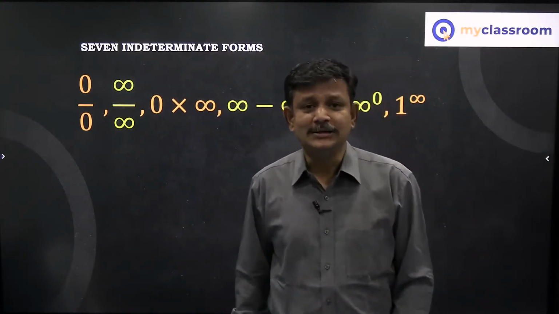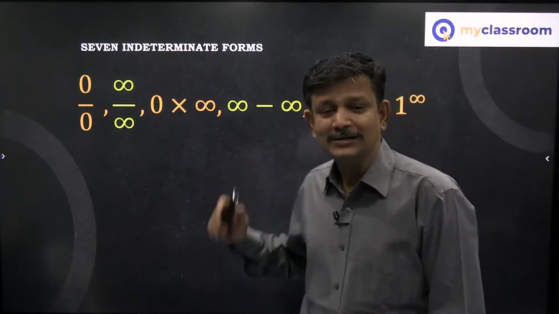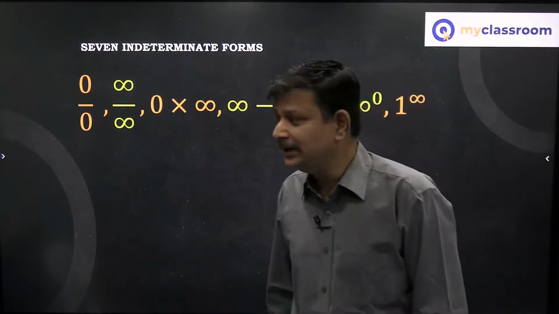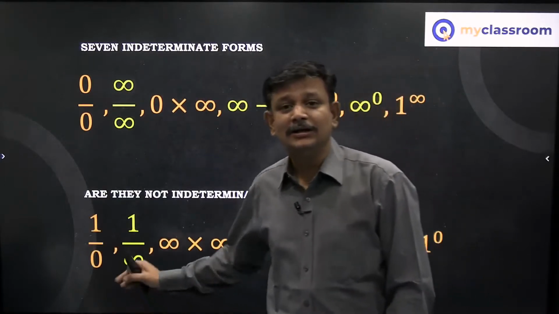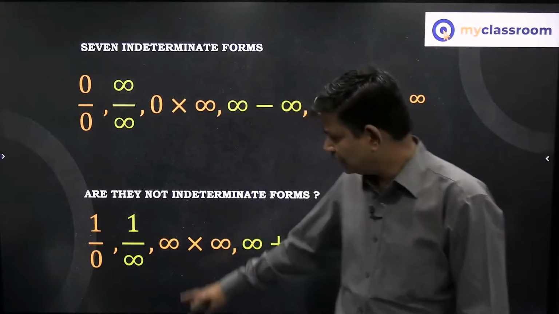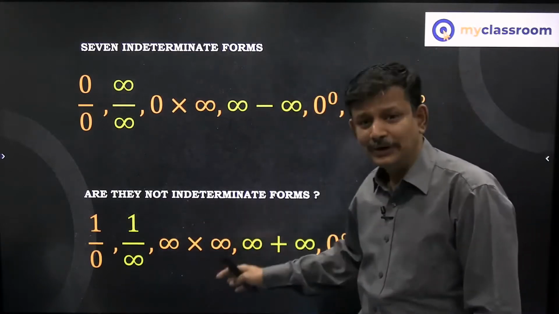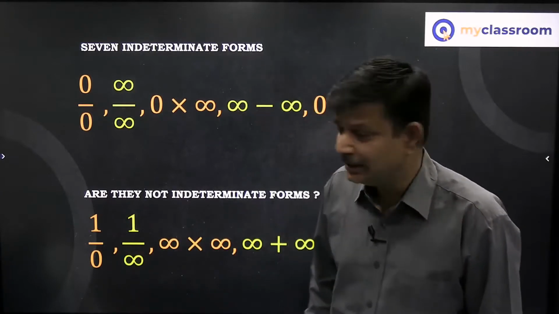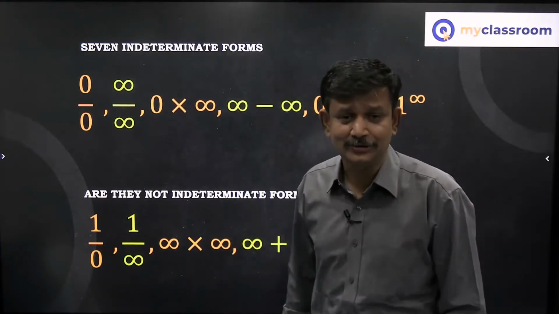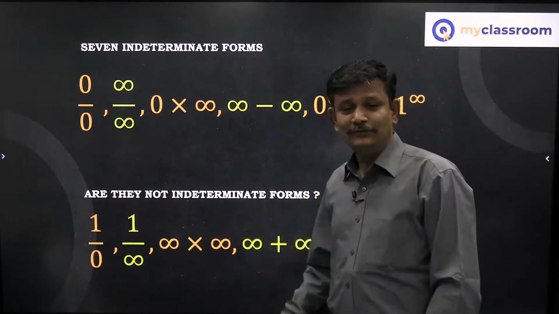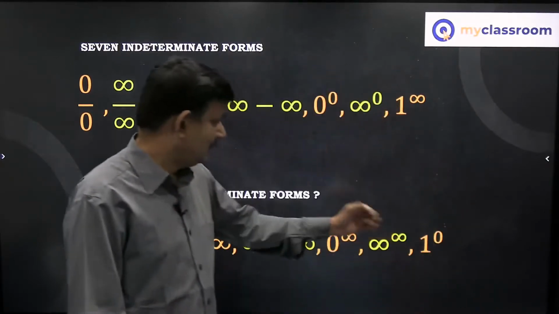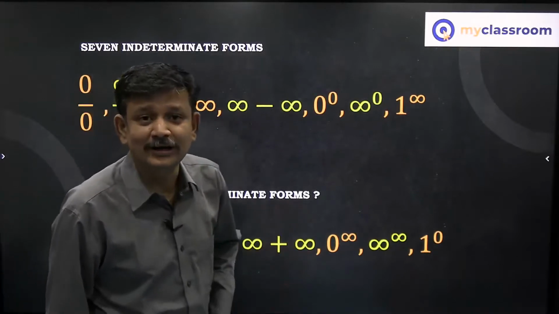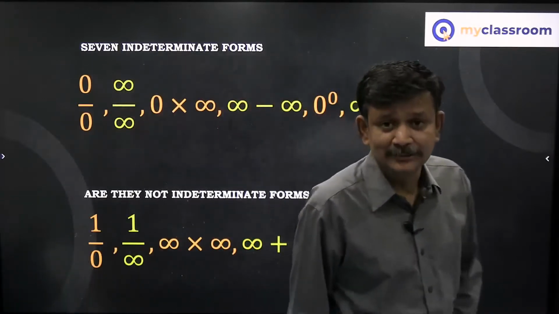Many students have a doubt why these are indeterminate forms, and also are these the only indeterminate forms, and are others not indeterminate forms? Presuming that they are indeterminate forms given here, 1 by 0, is it not indeterminate? 1 by infinity, is it not indeterminate? Infinity into infinity, how about that? 1 power 0, is it not indeterminate? Infinity power infinity, is it not indeterminate?